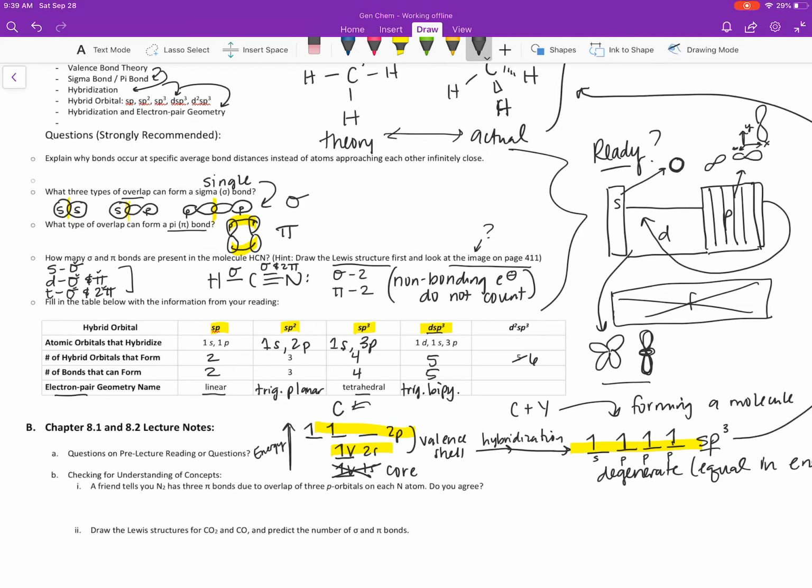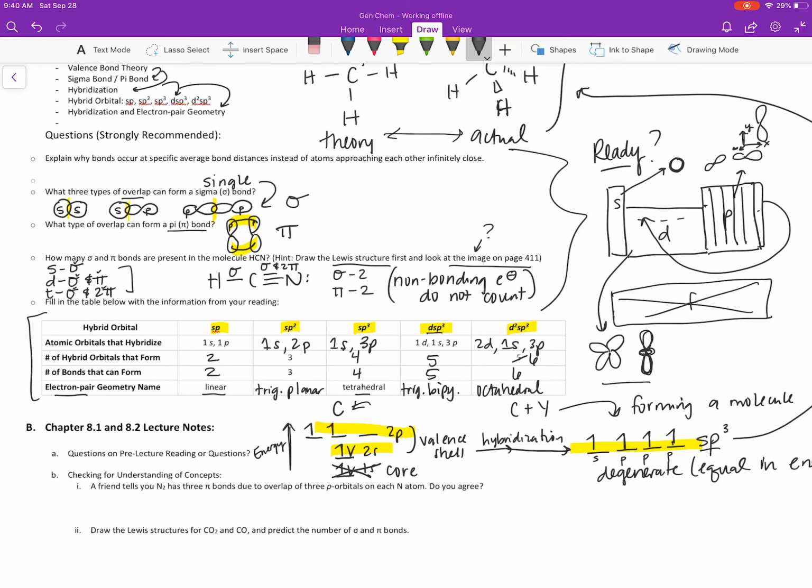Now the last one, this is a typo. This should be 6 hybrid orbitals that form, 6 bonds that can form. We know this is octahedral as the electron pair. It's d2sp3 hybridized, and that is formed from 2 D orbitals, 1 S, and 3 P. So we're just adding on, just going across the periodic table like we did with electron configurations.